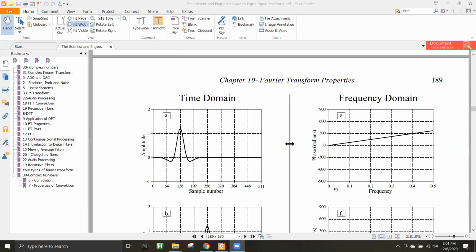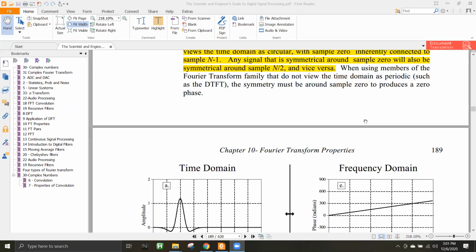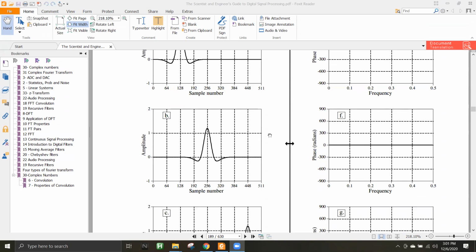So how are we getting this? This will happen when the time domain signal is symmetrical around sample zero. Now the question is, how is it symmetrical around sample zero? It seems that it is symmetrical around sample N by 2, right? So if this is N, this is N by 2, and it seems that it is symmetrical around N by 2. Why are we saying that it is symmetrical around 0?